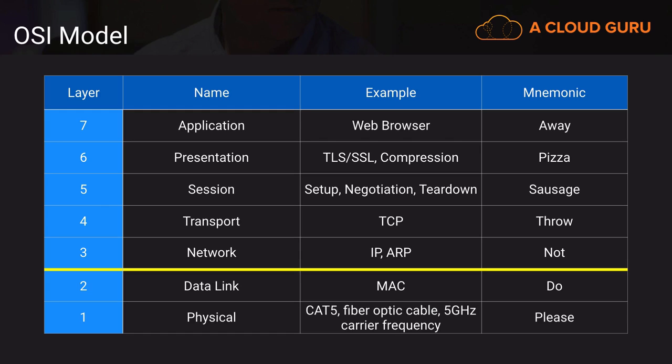The reason I had a pizza on the previous screen is because there's this mnemonic that helped me remember the layers of the OSI model, and I still remember it to this day. It's please do not throw sausage pizza away.